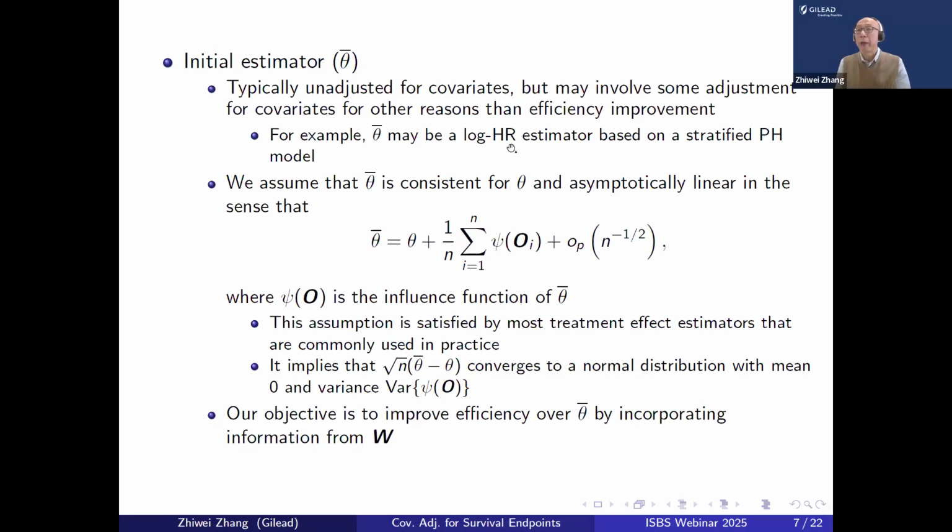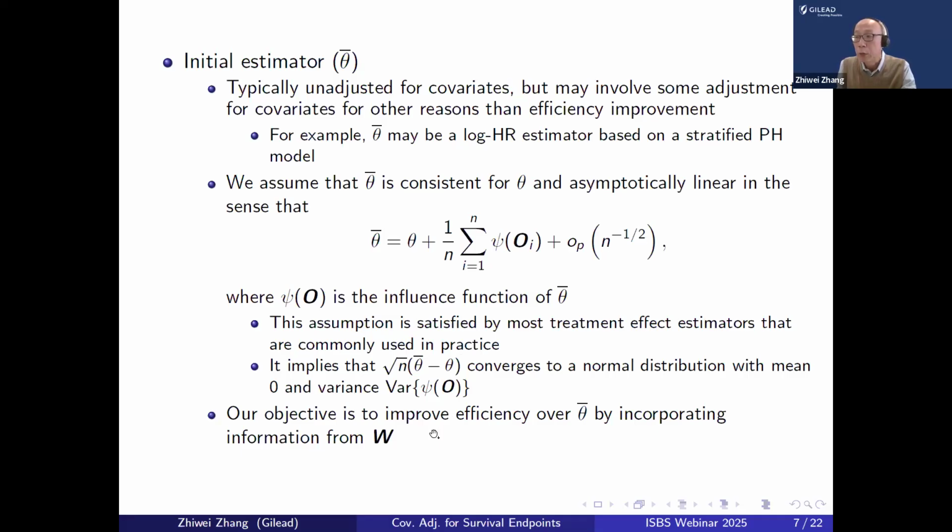The only assumption we make about the initial estimator is that theta bar must be consistent for theta and asymptotically linear, in the sense that it behaves like a sample average asymptotically. The function psi here is known as the influence function of theta bar. This assumption is satisfied by virtually all estimators we would consider using in practice. So it's not a big assumption. It implies that theta bar is asymptotically normal, and its asymptotic variance is just the variance of its influence function.